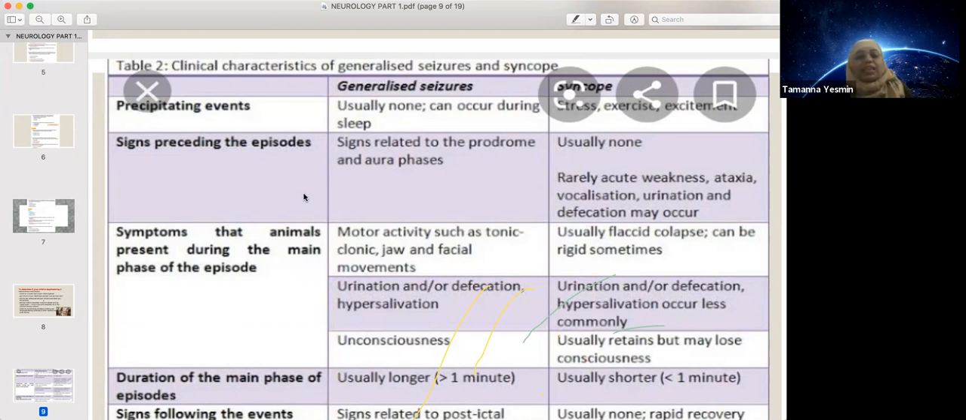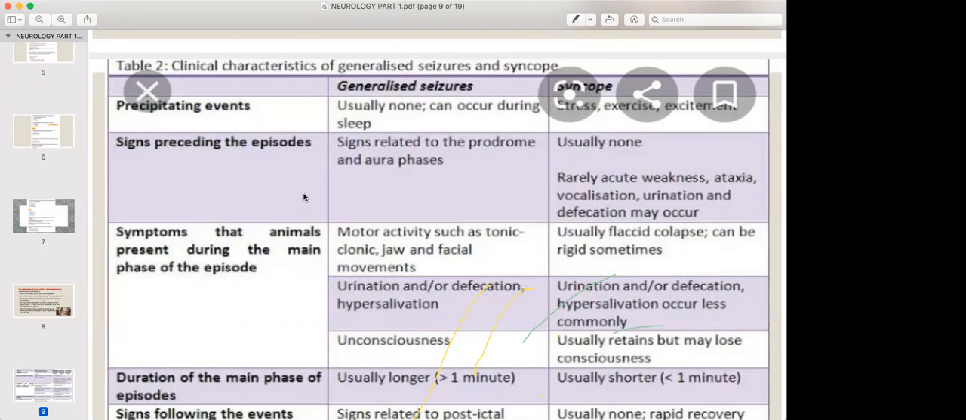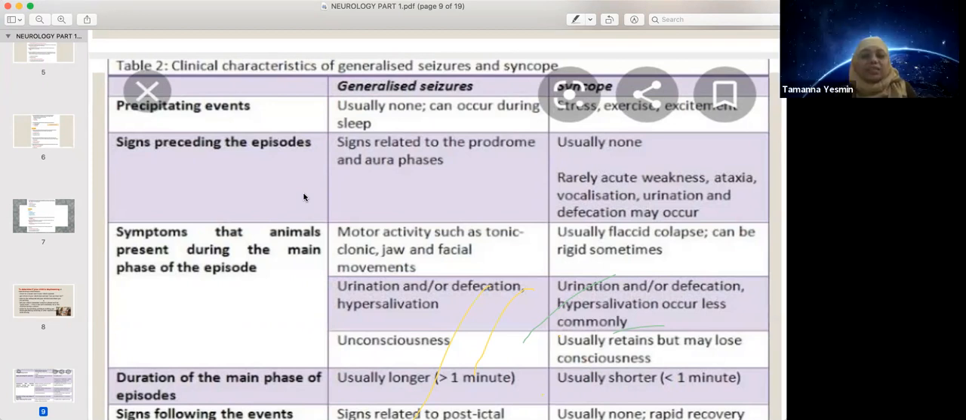Motor activity like clonic, myoclonic, tonic-clonic, or facial movement, not only twitching, will be present in the seizure. But usually during or after syncope, the child is very flaccid. He is not rigid, he is flaccid. Urination, defecation, hypersalivation are common in seizure, but in syncope urination and defecation are very, very rare. In seizure the child becomes unconscious, but in syncope he is a little bit confused, not unconscious.